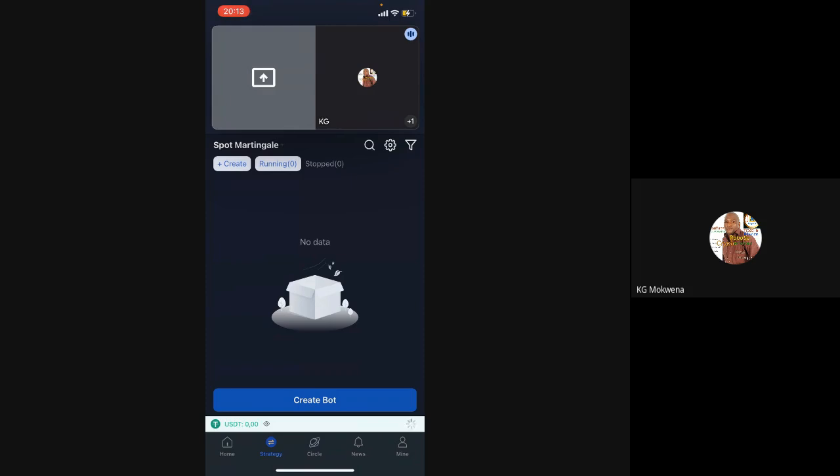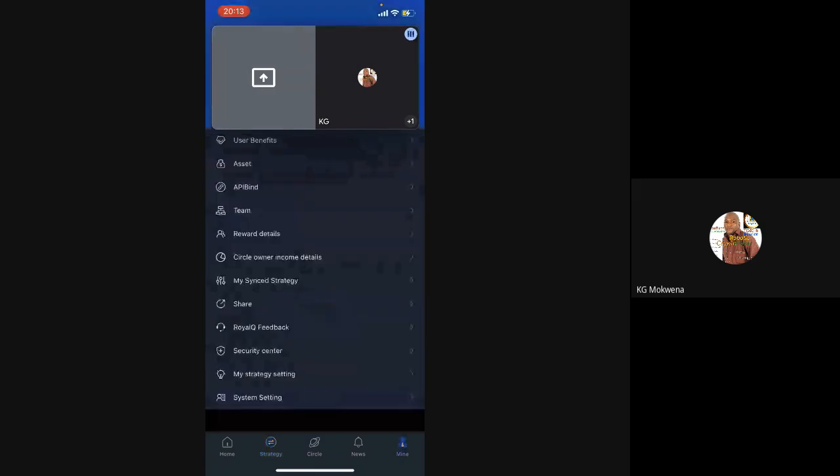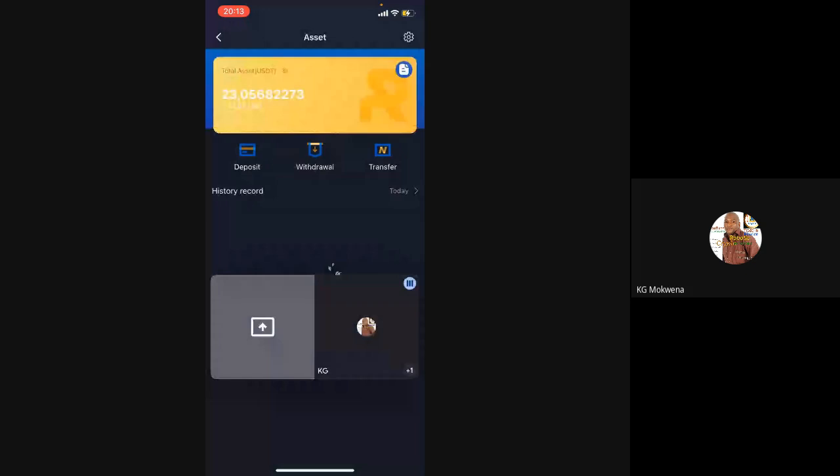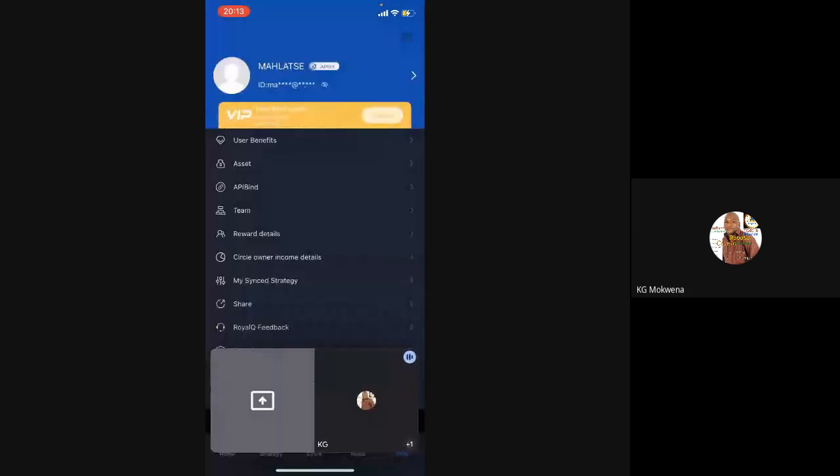Okay, so that means your USDT, Mahlatse, is not inside your spot wallet. If you check at the top there, we are trading from spot. Can you please minimize your floating window? Is it the window? Yes. No, it's just not dropping. There's a way you can actually minimize it.